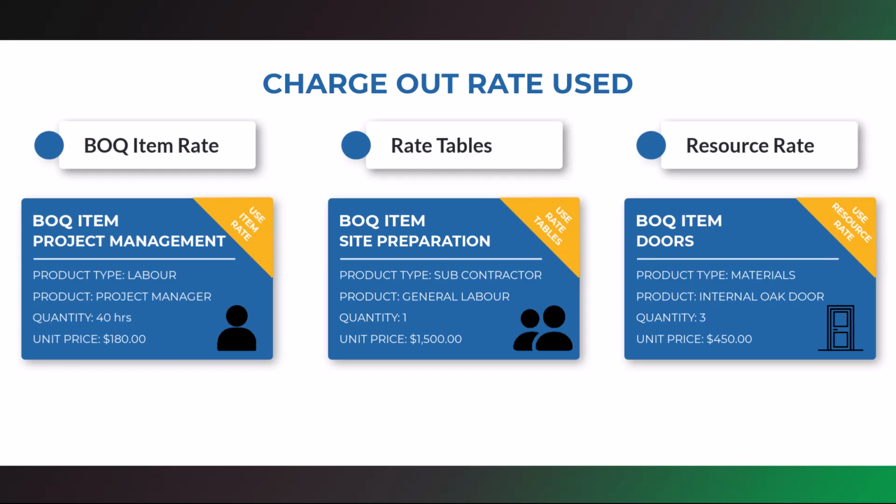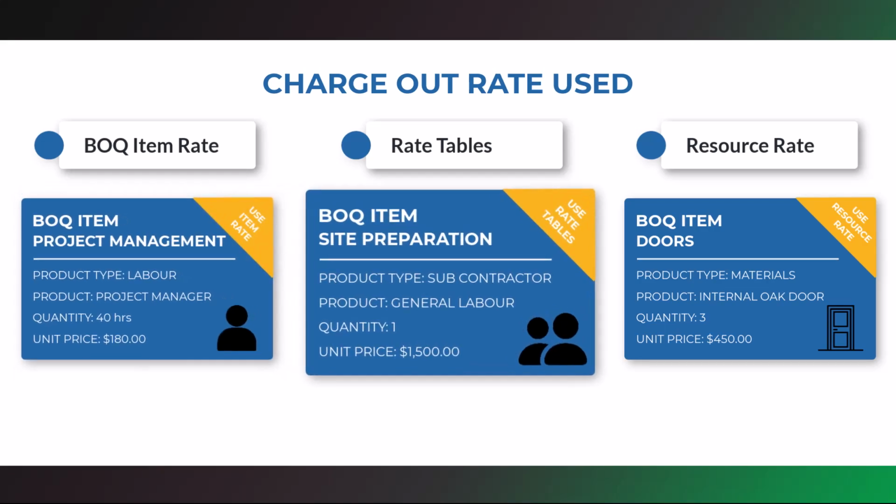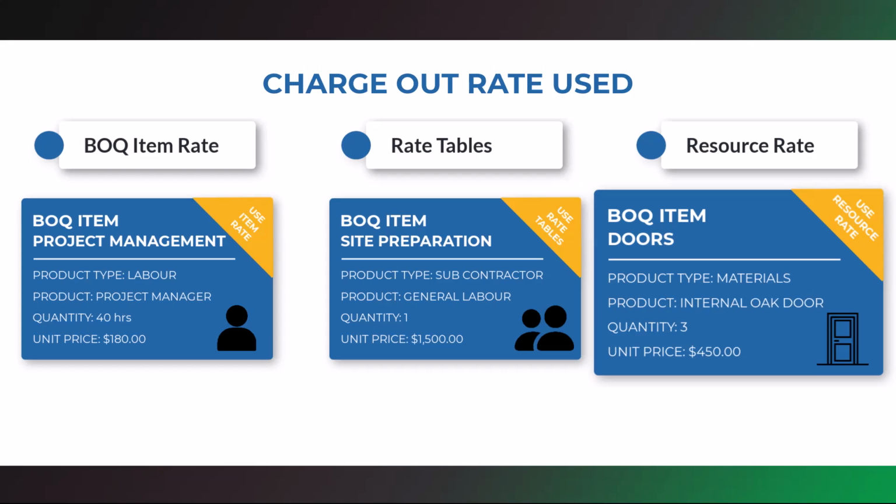I'm going to use 3 BOQ items to demonstrate the scenarios. The first one is 40 hours of project management at $180 per hour. The second one is site preparation, which is a subcontractor quote of $1,500. And the last one is to purchase 3 doors at $450 each.